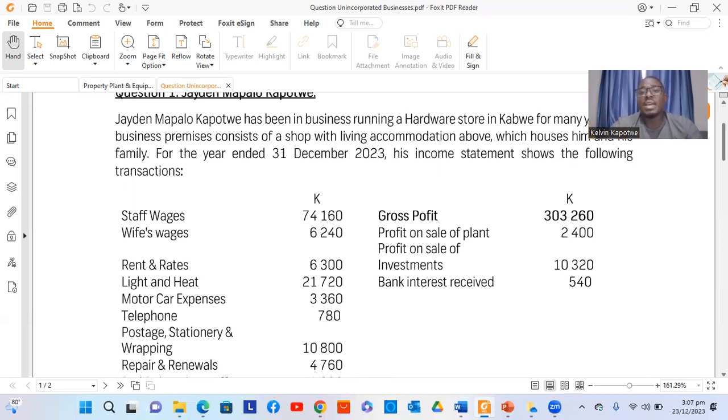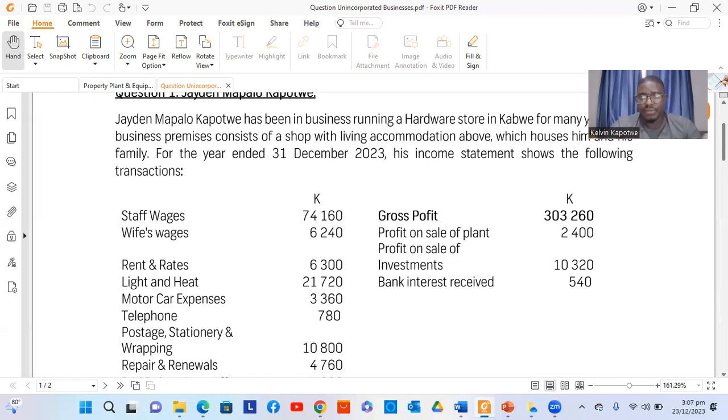The reason is a non-current asset is a capital asset. So this income is capital in nature. And as such, we must not tax it. It's not trading income. Okay.